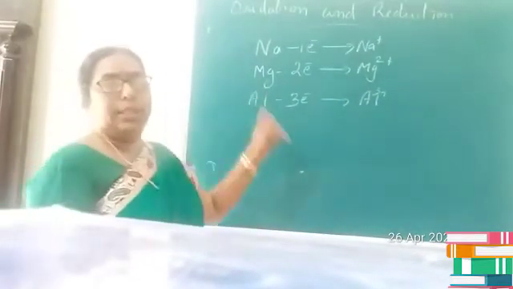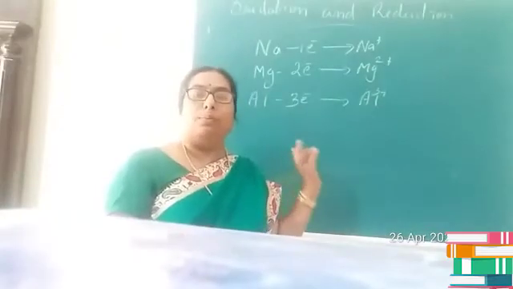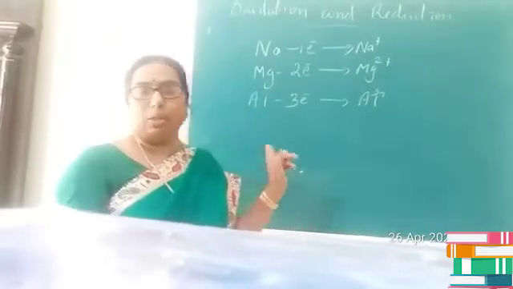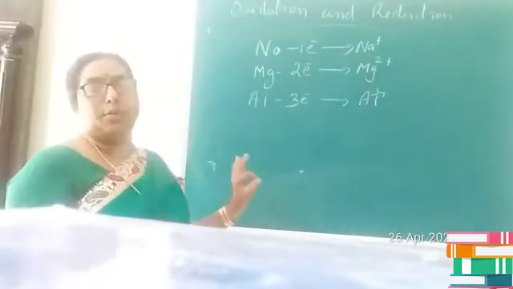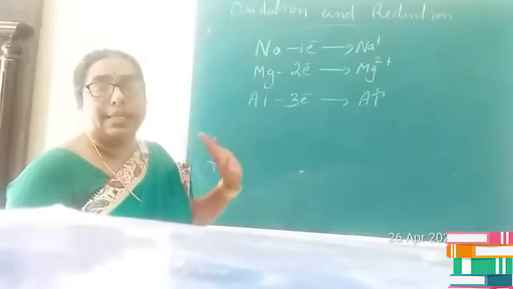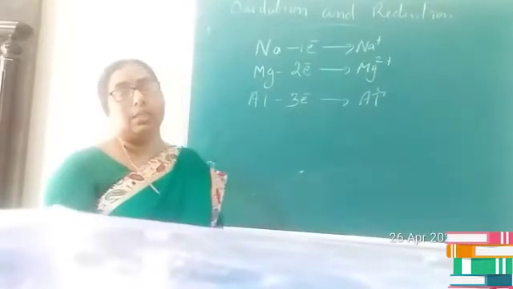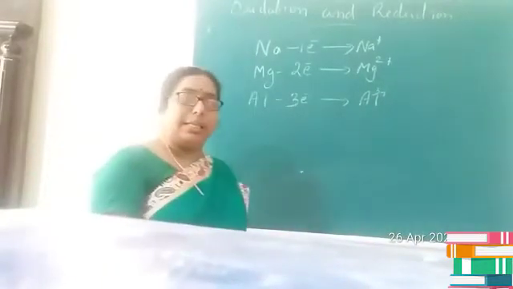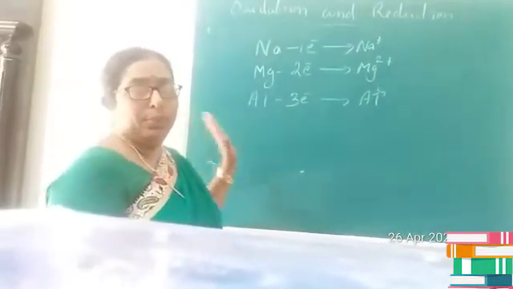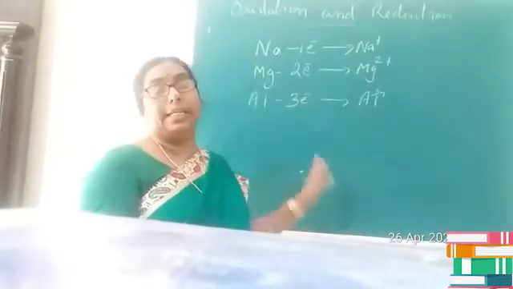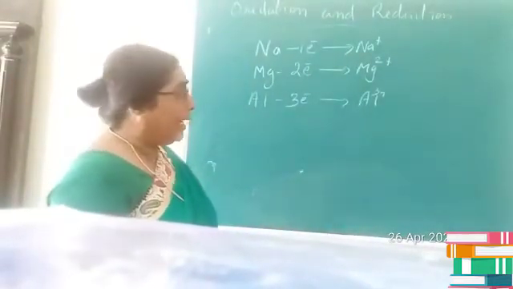Is it clear, children? So this process which involves removal of electrons, the process in which an element loses electrons, is termed as oxidation. Is it clear? The process in which an element loses electrons is termed as oxidation, and the element which undergoes oxidation is termed as reducing agent.